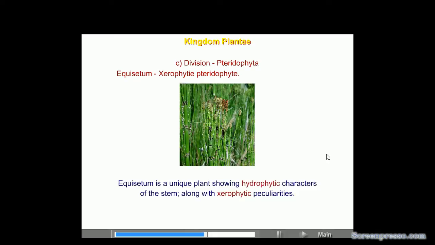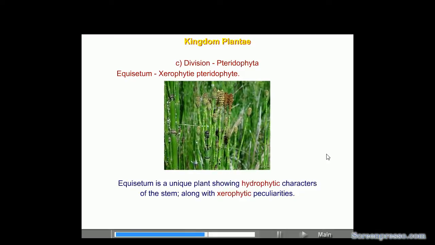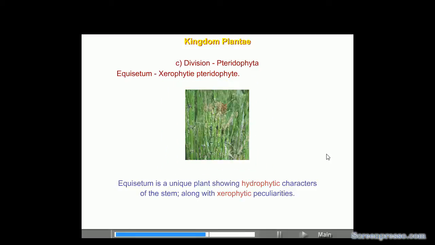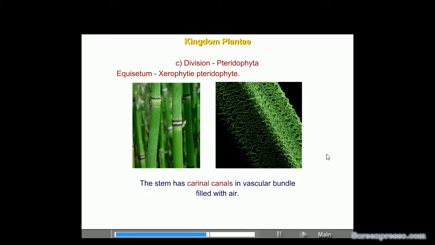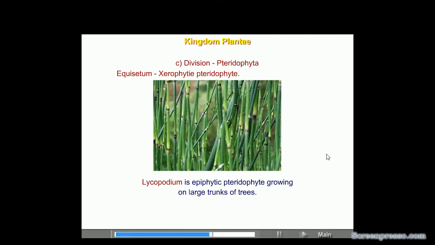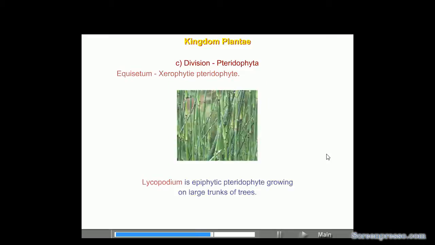Equisetum is a unique plant showing hydrophytic characters of the stem, along with xerophytic peculiarities. The stem has carinal canals in the vascular bundle filled with air. Presence of a central fistular cavity filled with water in the mature stem. Lycopodium is an epiphytic pteridophyte growing on large trunks of trees.